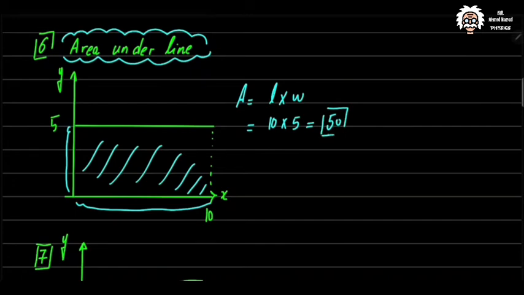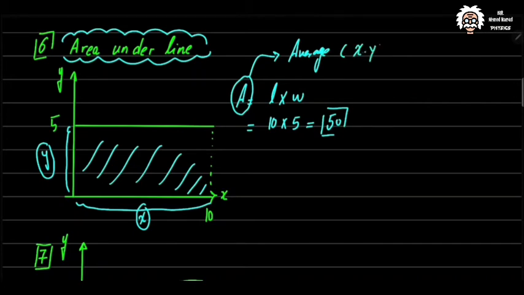What does this number 50 indicate on this graph? If we look at the graph, we multiplied the y number by the x number. So we can say that the area under the line is related to or gives us information about the average of multiplying x times y. So for any graph, the area under the line gives us a quantity that represents the average of x times y.